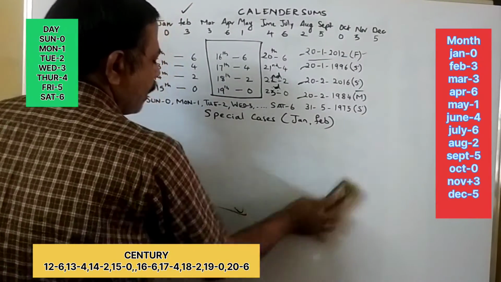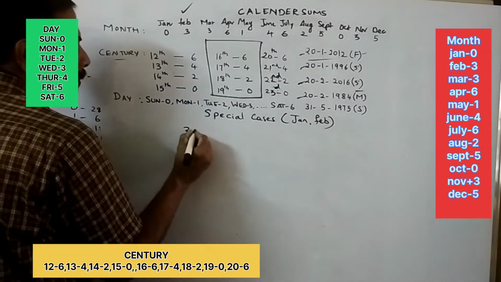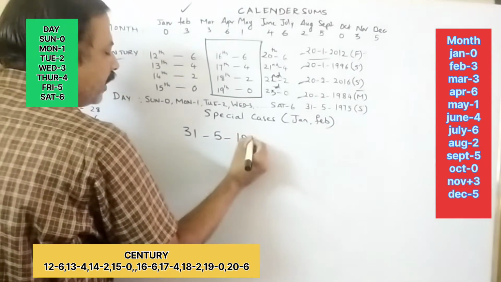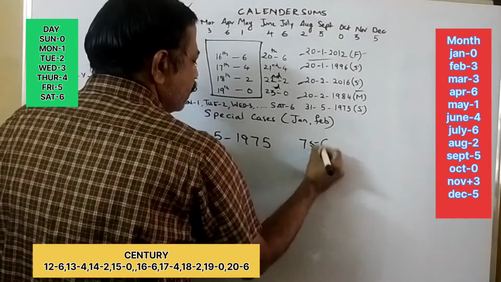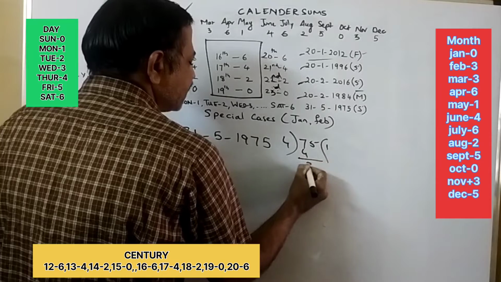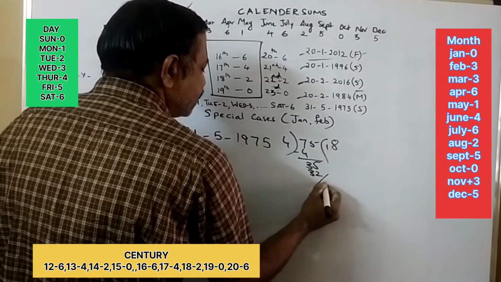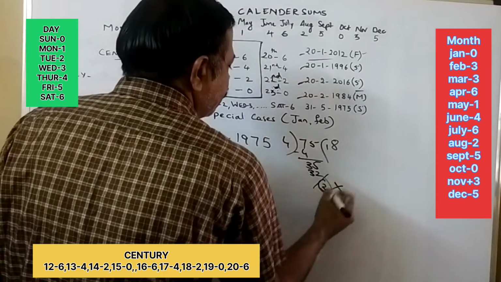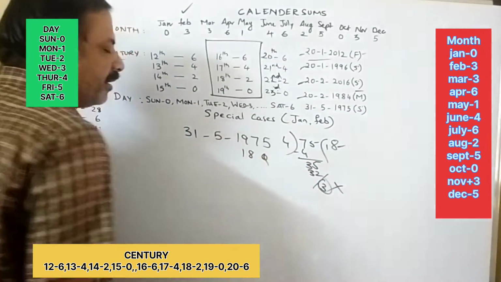Let us check. That is 31st May 1975. So 75 divided by 4. 4 ones are 4, 5, 6, 7, 35. 4 8s are 32, remainder is 3. Forget about the remainder, take this quotient, 18. Is it correct? Let me check.